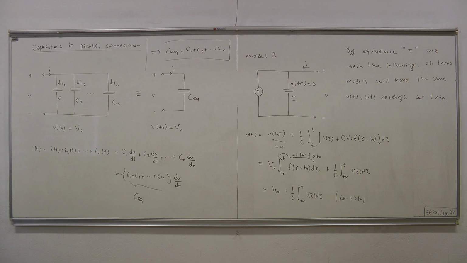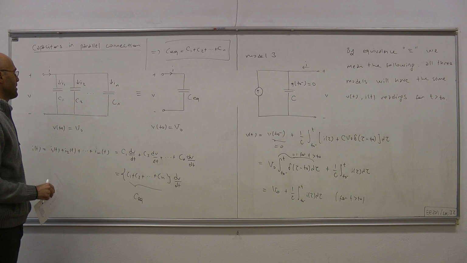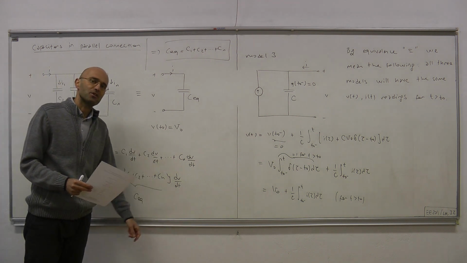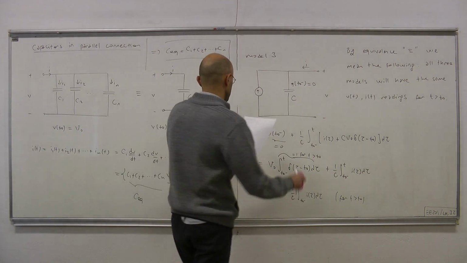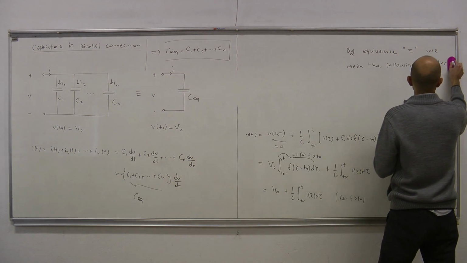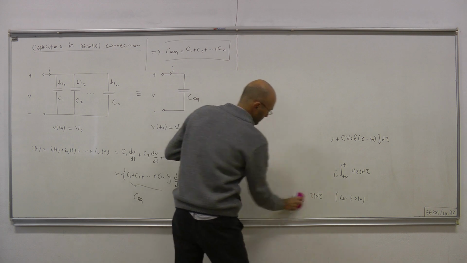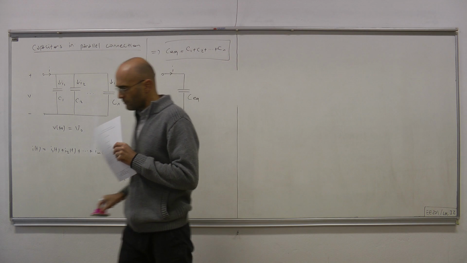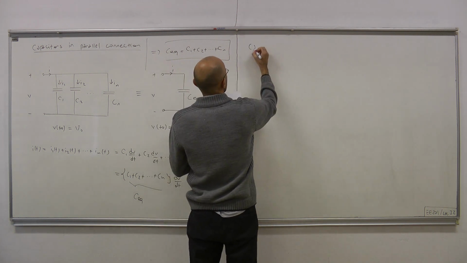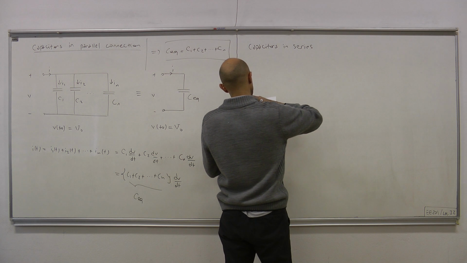Now let's talk about the dual case. That is, what happens when the capacitors are connected in series, or in other words, can we talk about some sort of equivalence when we have n capacitors connected in series? The answer is, not surprisingly, yes. So let's talk about that a little bit. Capacitors in series connection is what we study next.